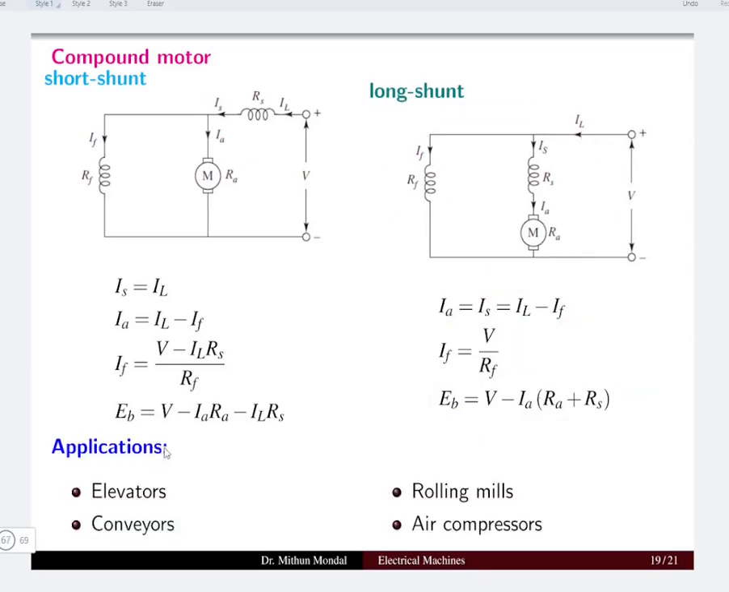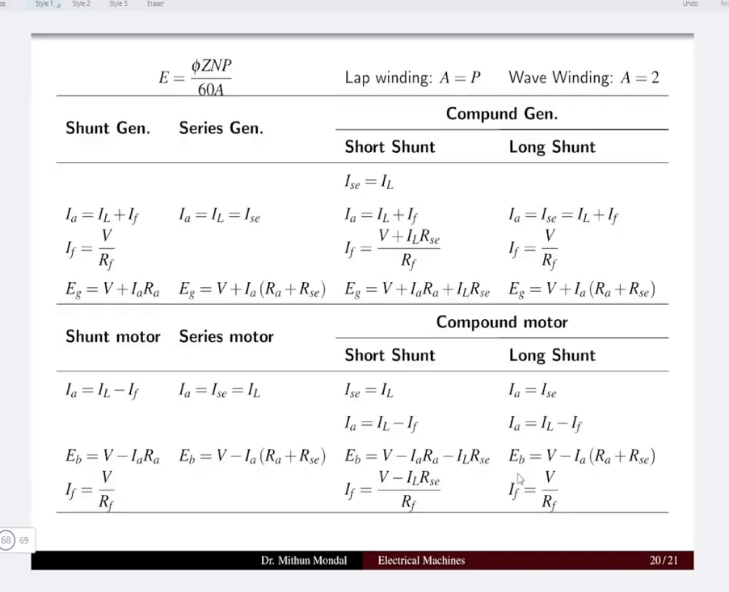The compound motors are used where we take the advantage of both the shunt motor and the series motor. It is used in elevators, conveyors, rolling mills and the air compressors. Now if we summarize the entire formula we have studied, all the useful formulas are here. The generated EMF or the back EMF is given by phi Z N P by 60A, and for the lap winding A is equal to P and for the wave winding A equal to 2.